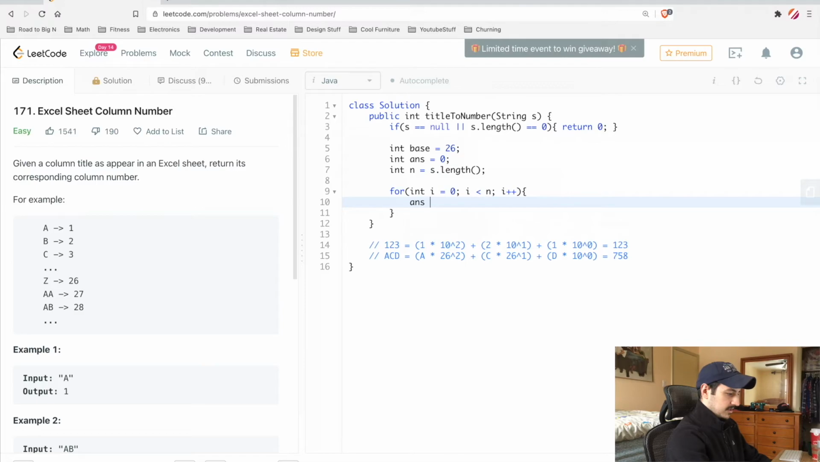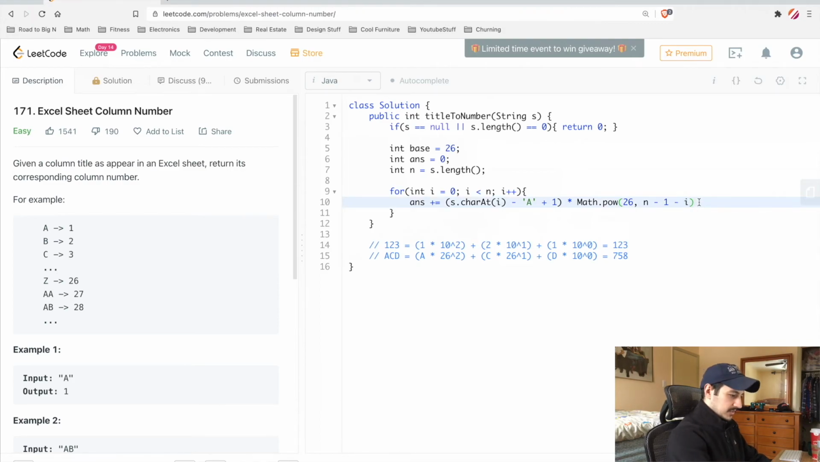And here we'll say that answer is going to be plus equal. And we just want to calculate this out, where it's s.charAt(i) minus 'A', which will give us a value from 0 to 25, and we actually want a value from 1 to 26, so we'll add 1 to this, and this will give us the value for these letters here, A, C, D, or whatever the value that we're at. And we'll take this and times it by Math.pow, which will be the power 26 raised to the n minus 1 minus i. So this is taking the last value and subtracting the offset, which is i in this case.